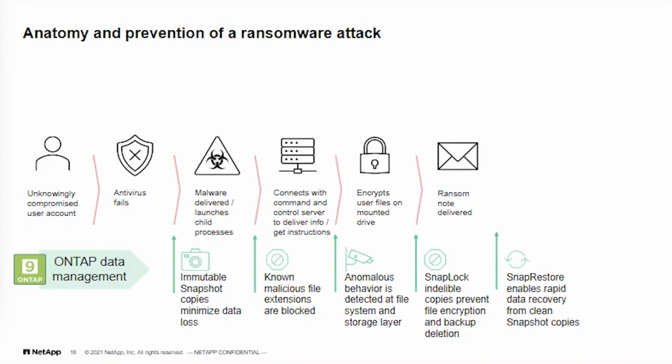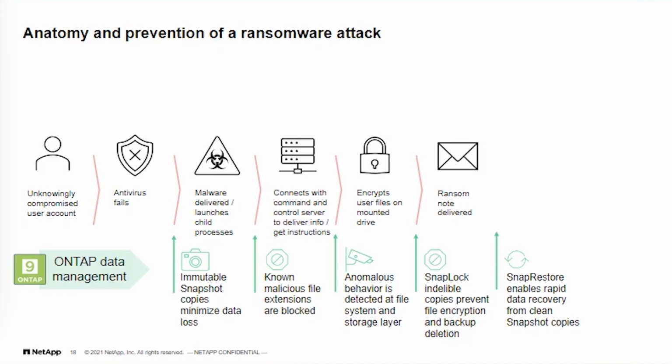We can identify anomalous behaviors. I mentioned that new capability that uses machine learning to detect file system and storage layer behaviors, to make sure that we understand what is actually happening at the storage layer. SnapLock uses indelible copies to prevent file encryption and backup deletion. As I mentioned before, this is a common practice where user accounts are hacked, backups are deleted, and then the encryption begins in the primary storage. Well, SnapLock prevents that by providing undeletable copies.